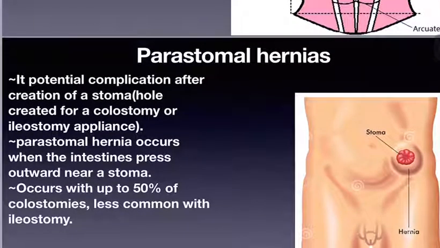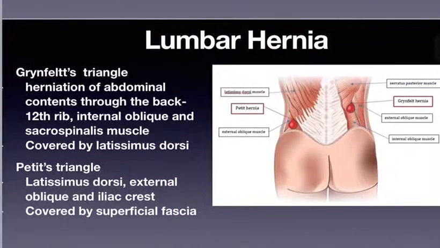Peristomal hernias are a potential complication after creation of a stoma. Peristomal hernia occurs when the intestines press outside near the stoma. It occurs in up to 50% of colostomies, less common with ileostomy. Lumbar hernia. Grynfeltt's triangle: herniation of abdominal contents to the back; 12th rib, internal oblique, and sacrospinalis muscle, covered by latissimus dorsi. Petit's triangle: latissimus dorsi, external oblique, and iliac crest, covered by superficial fascia.